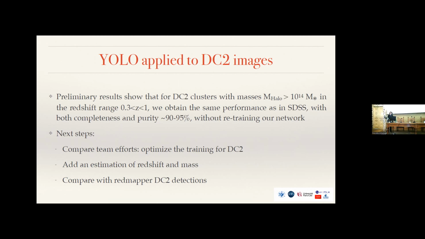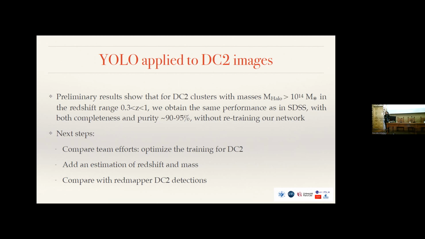Thanks a lot, Simona. Are there any questions in the room for Simona? Maybe I can get started. Hello, very nice talk. Thank you. I was wondering, you are planning to use this algorithm on LSST data. What is your impression: if you train the algorithm on SDSS or DC2 data and then use the model on LSST data, would it work the same, or would there be any differences?